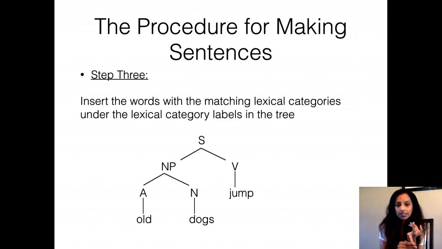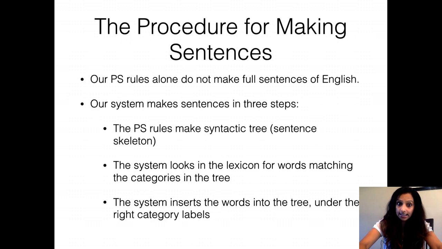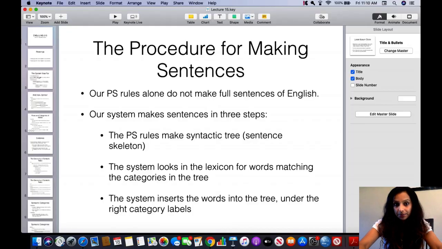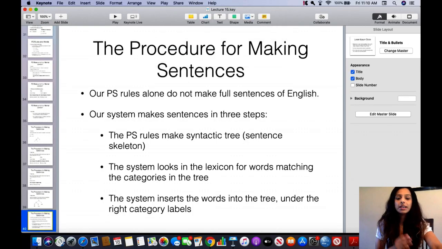So identify the lexical categories of the words, identify the rules that you would need, create a skeleton of the tree structure, and then insert in the words. So this is the three-step procedure for making sentences in syntax. Right, so I've summarized for you the three steps. First, you make the syntactic tree or the syntactic skeleton. Then you look for lexical categories that match the tree structure, and then you insert them into the tree under the right category labels.